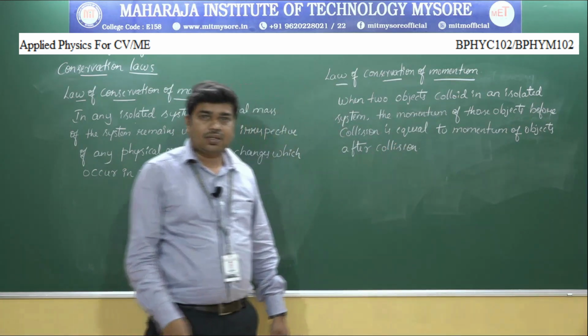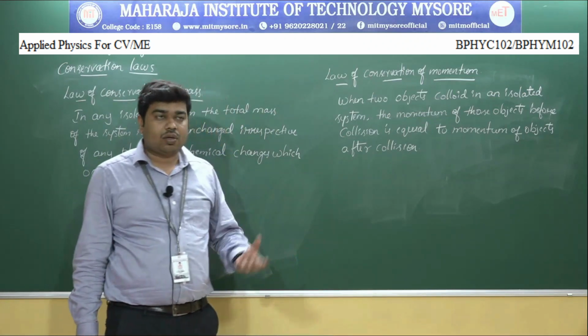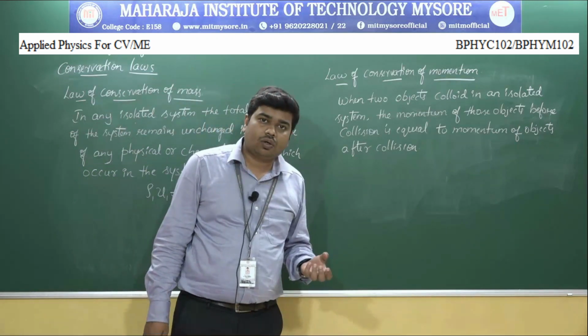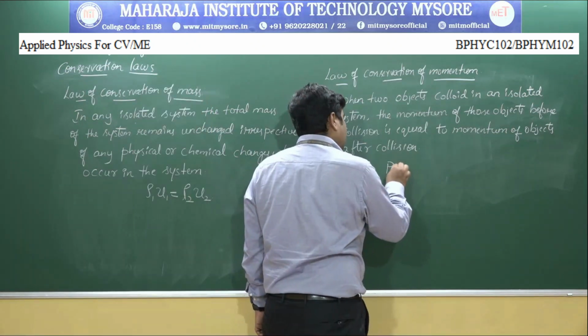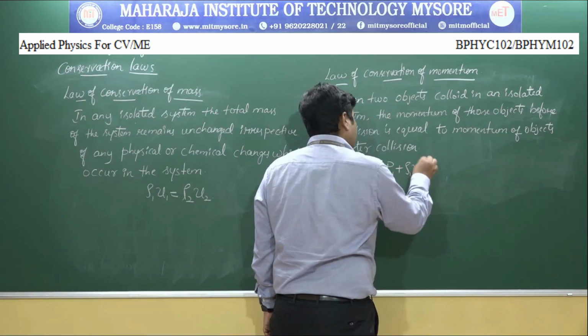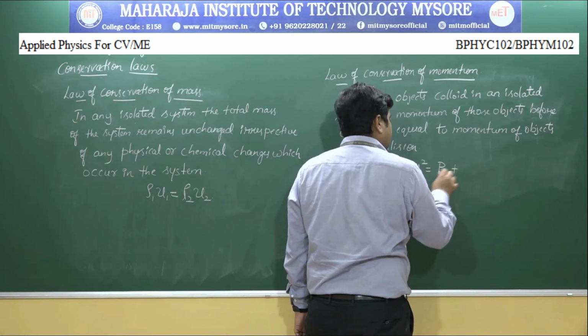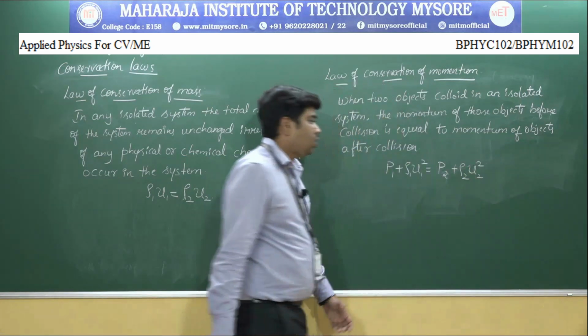So, if you consider an isolated system and let us say there are two objects, and if those two objects collide, then the momentum of those two objects before collision should be equal to the momentum of those two objects after collision. P1 plus rho 1 U1 square is equal to P2 plus rho 2 U2 square.